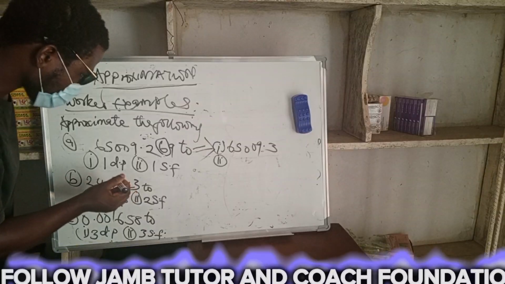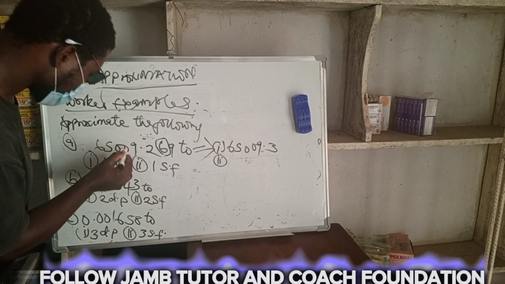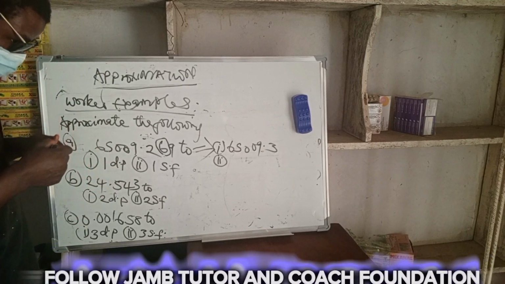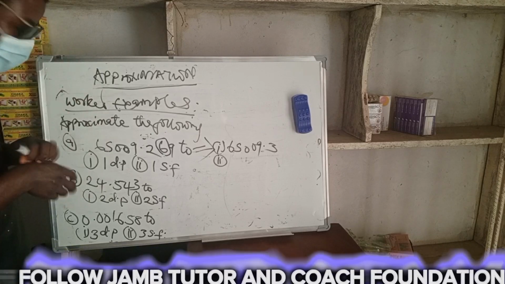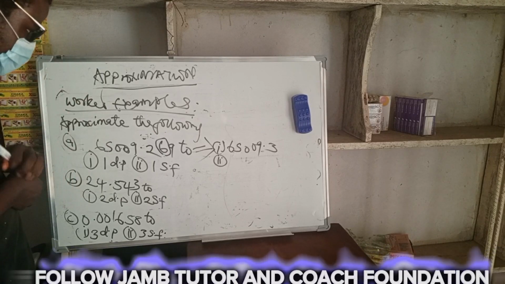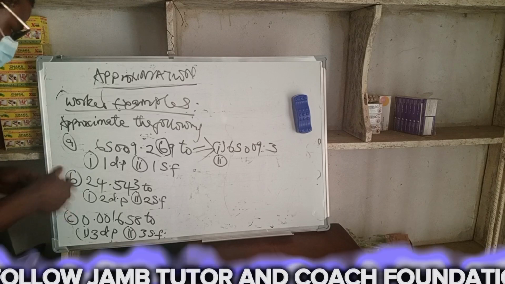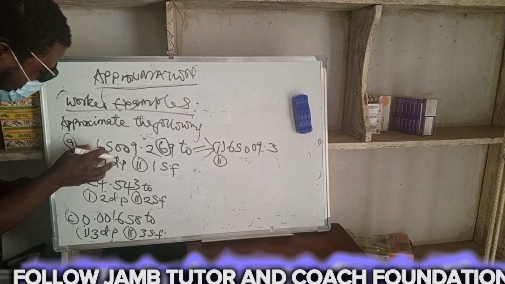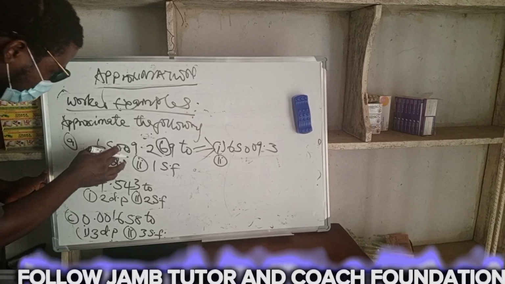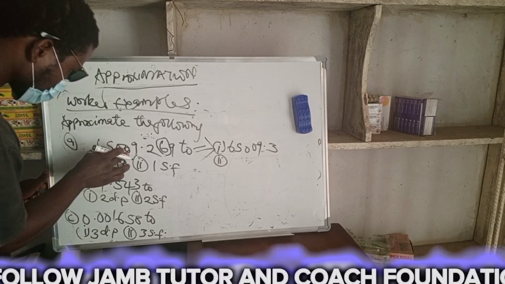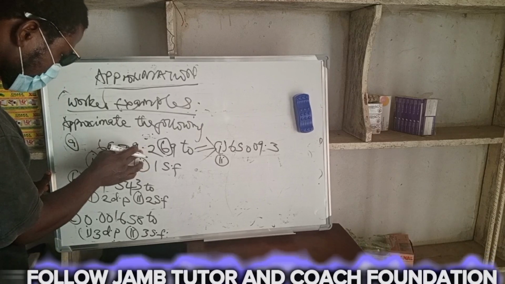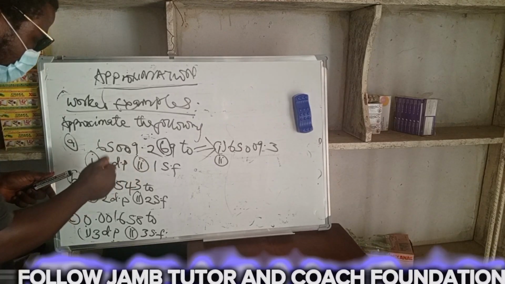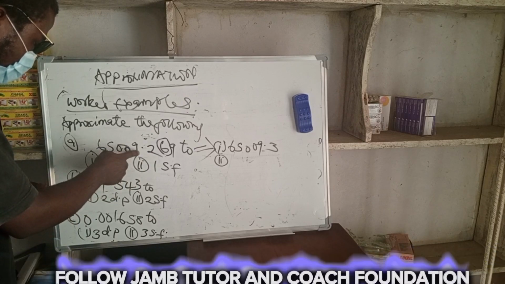So the second one is converting to 1 significant figure. Significant figure refers to just 1 significant number. For instance, if I convert to 1 significant figure, from here now we have, this is the first significant figure, this is the second significant figure, this is the third, this is the fourth, this is the fifth significant figure.